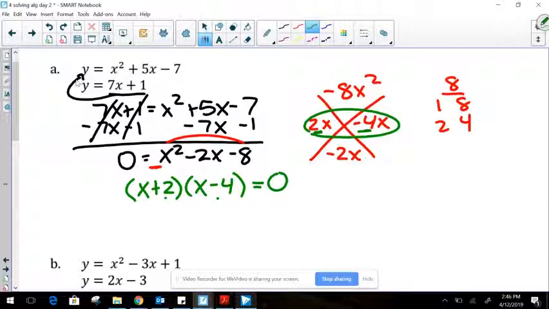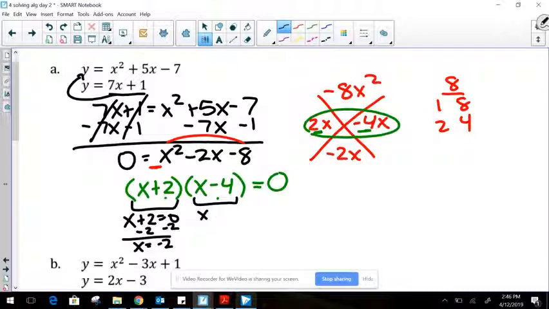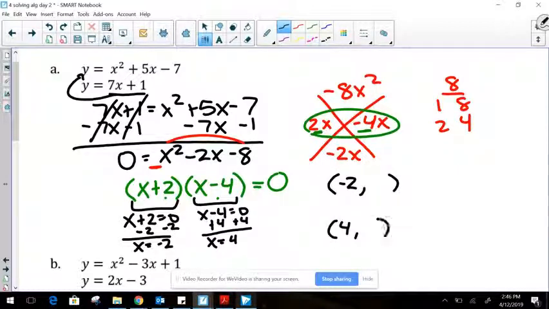All right, now I need to set them equal to 0. So x plus 2 equals 0. Solve that mini equation. So x is equal to negative 2. Solve this mini equation. x is equal to 4. Okay, so those are the first part of both of our answers. I'm going to write them out like this right now. That's our first part. This is our second part.